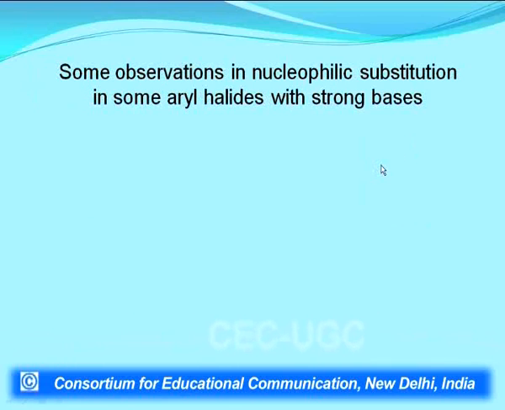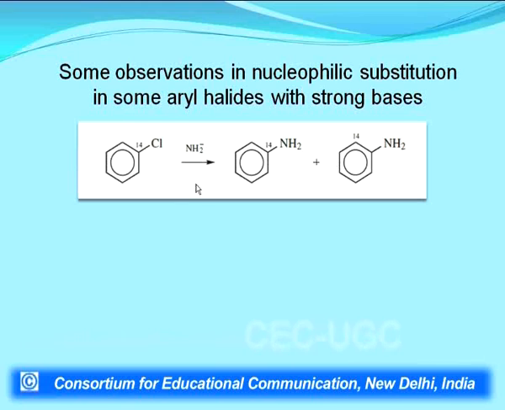Now, some other observations in nucleophilic substitution reactions in some aryl halides when the reaction was carried out with strong bases. One surprising thing was observed when chlorobenzene was used, because these things were done when people were trying to confirm the mechanism of these reactions. We take a chlorobenzene in which the carbon to which chlorine is attached is labeled, that is the C14 isotope of carbon.